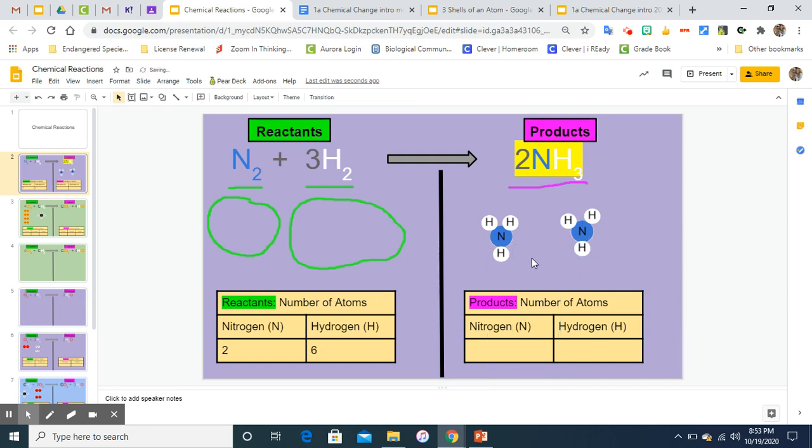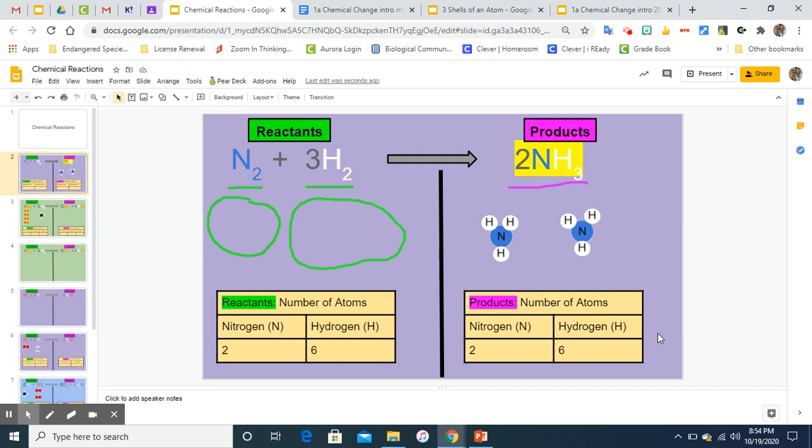The last step is to fill out the chart on the product side of the equation. How many nitrogen atoms do I have total on the product side of the equation? And how many hydrogen atoms total? Well, I see 1, 2 nitrogen atoms on the product side of the equation, and I see 1, 2, 3, 4, 5, 6 hydrogen atoms on the product side of the equation. And then you're done, and you'll move on to the next slide.